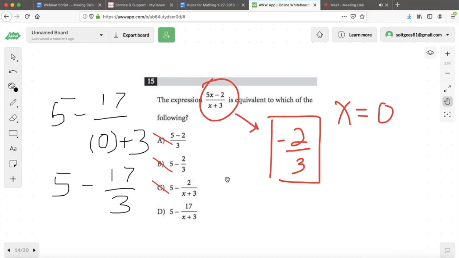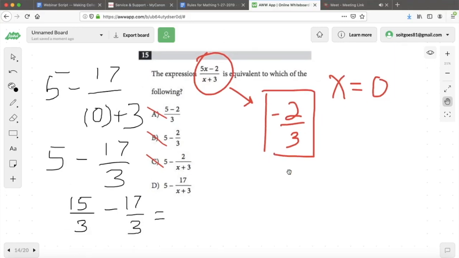Now, this is where you might want to create that common denominator to subtract those. What would 5 be with a denominator of 3? 15. 15, absolutely. So 15 over 3 minus 17 over 3. Oh, look at that. Remember when you subtract fractions, guys, you just subtract the numerators, you leave the denominator. Negative 2 over 3, bingo. Answer choice D, we can confirm it. Any questions about that?